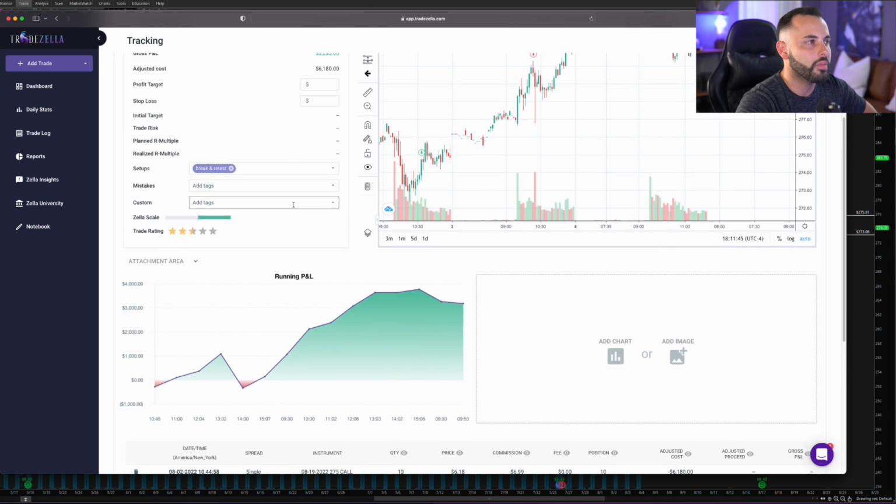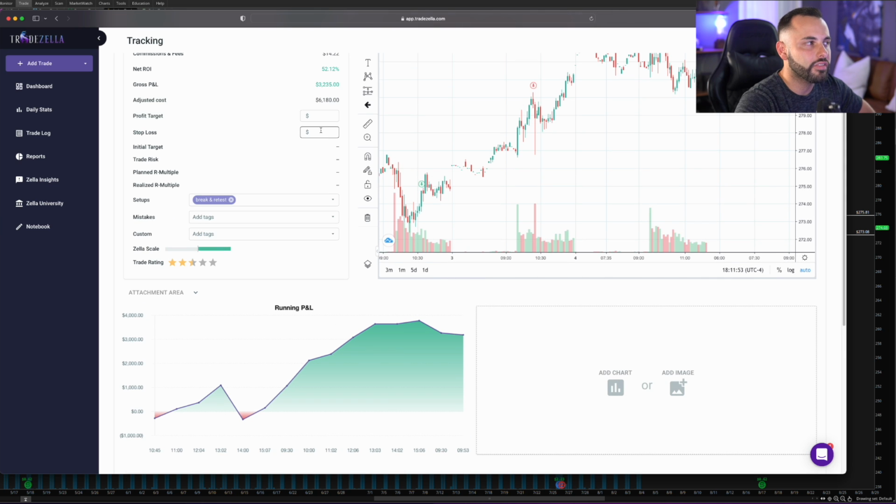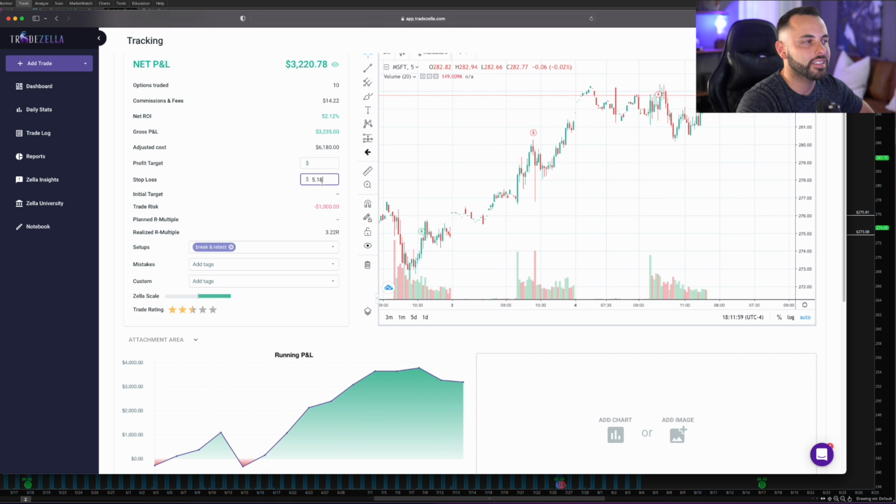So if I go back up, I'm risking a point per contract, so that means about 5.18 per contract is where I would have been stopped out. This is a rough estimate. This is sort of how you can estimate your overall risk, and you guys can see right there, if I put in 5.18 in TradeZella, you can see my overall risk here was about $1,000.